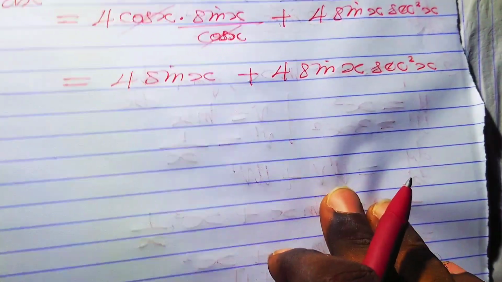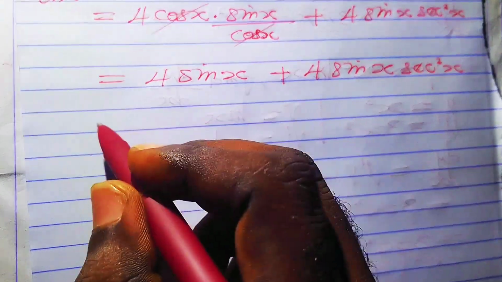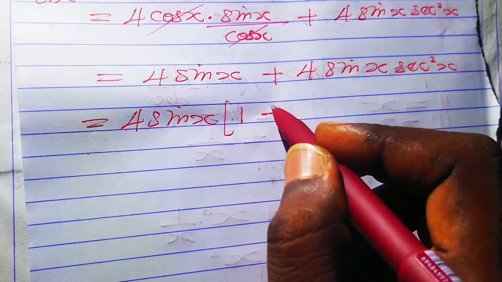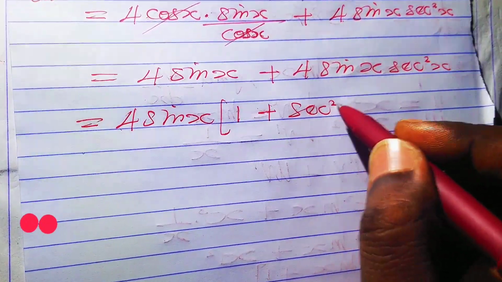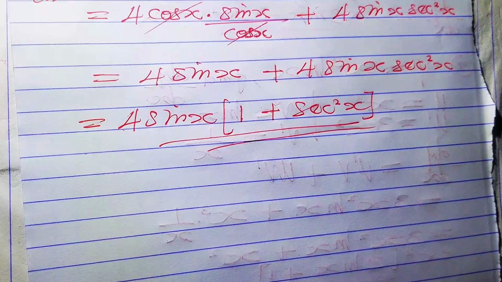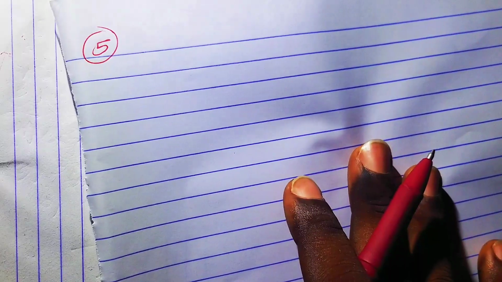And finally we can make use of 4 sine x to factorize the expression, and then we can write it out as 4 sine x in the bracket 1 plus sec square x. So in this way the answer has been expressed in its simplest form. Okay, so let's move on to another example. Another example here, and that's going to be my question 5, not 4.